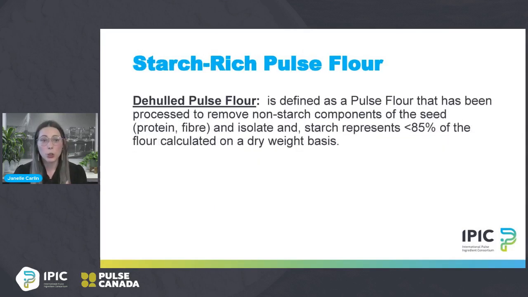Now looking at starch-rich pulse flour, so this is the pulse flour that has been specifically processed to remove non-starch components. So here thinking of that starch-rich component derived from air classification, but it still contains significant concentrations of things like proteins and fibers. You can't effectively remove all of that, where starch represents less than 85% of the flour calculated on a dry weight basis.